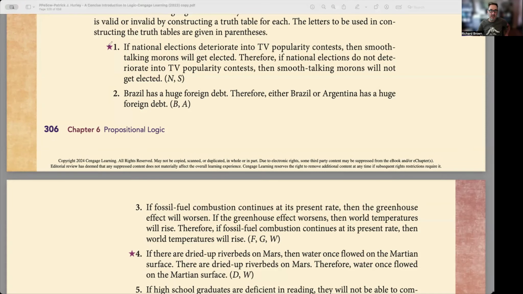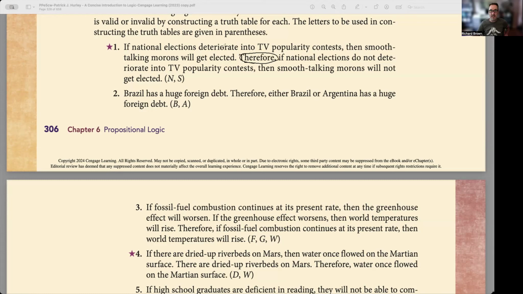So I'm going to be doing the starred exercises. This is from section 6.4, Truth Tables for Arguments. Our first goal is to translate the argument into symbolic form. So we want to identify the premises and the conclusions. One way to help with that is to look for indicator words. So there's "therefore" indicating the conclusion here.